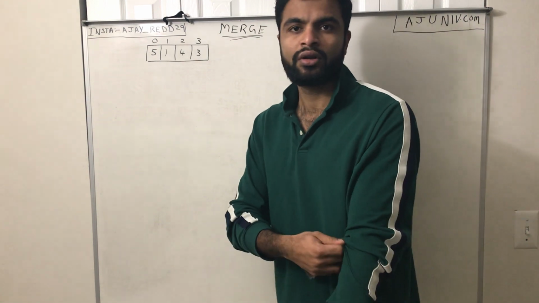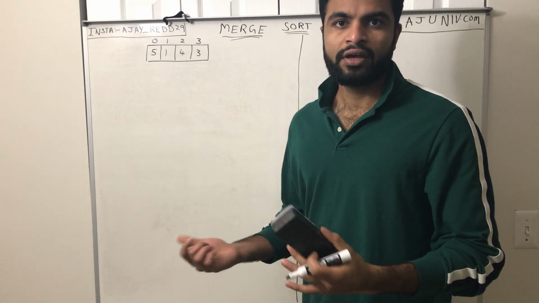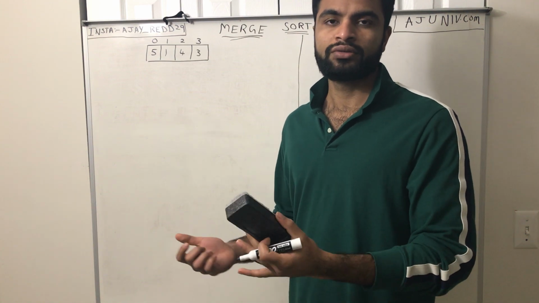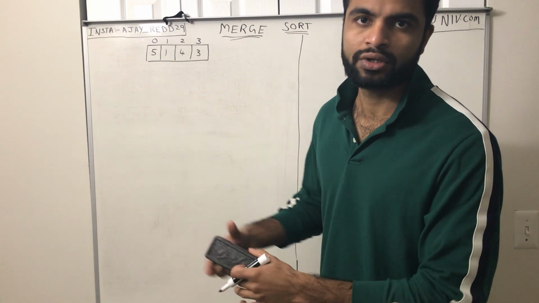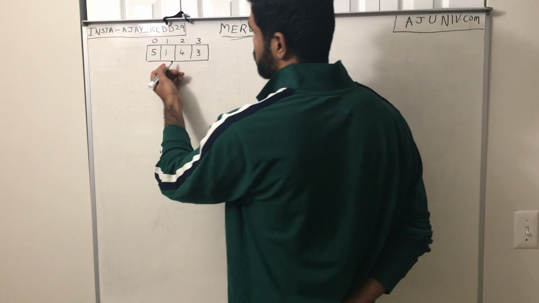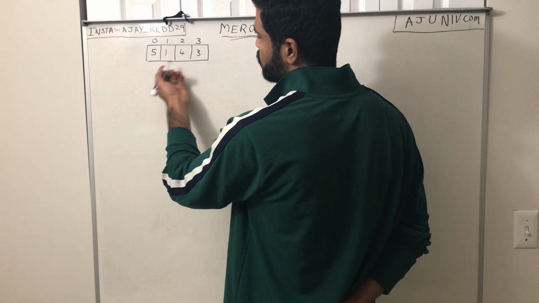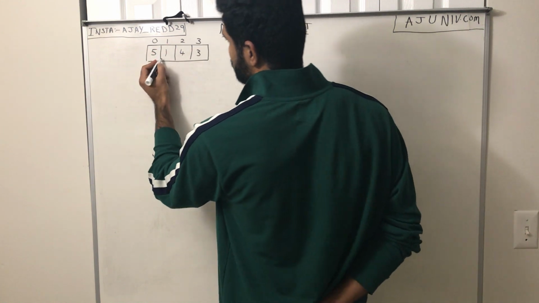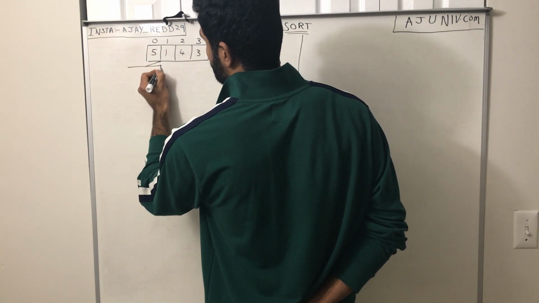Basically in merge sort, we divide the array into subarrays till the array length is 1, and again we merge them in sorted order. So let's see how we can do that. First I will divide this array into two subarrays which will have 2 elements each. So let me show that.